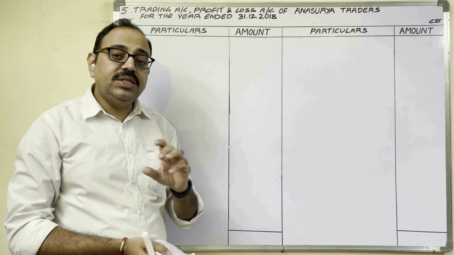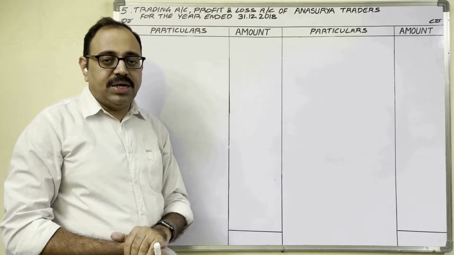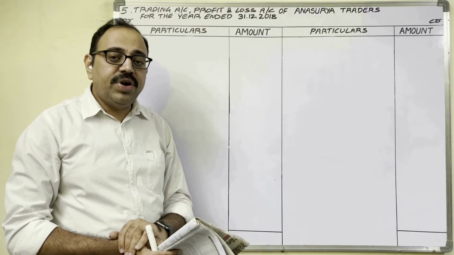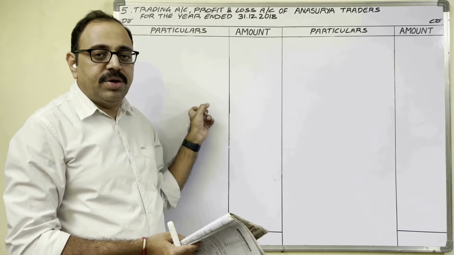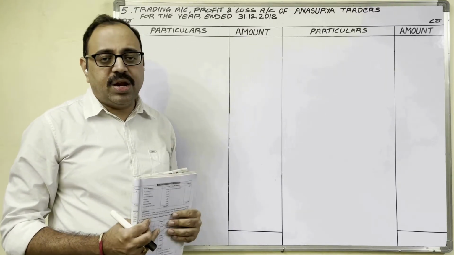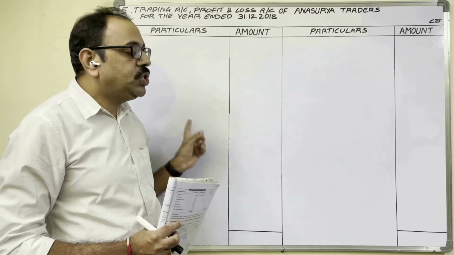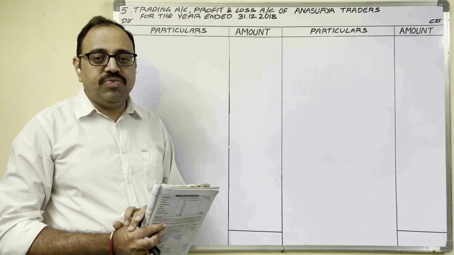Final accounts contain three things: trading account, profit and loss account and balance sheet. Trading account and profit and loss account we have to prepare in one table, and the balance sheet in another table. These two are nominal accounts. So while preparing these two accounts, we should follow the nominal account rules.